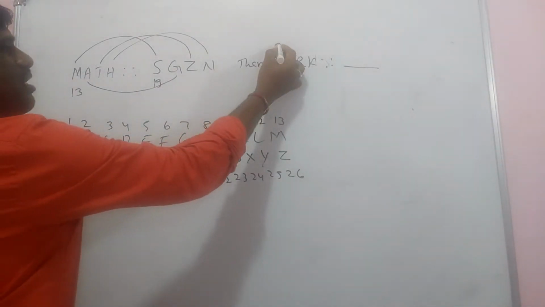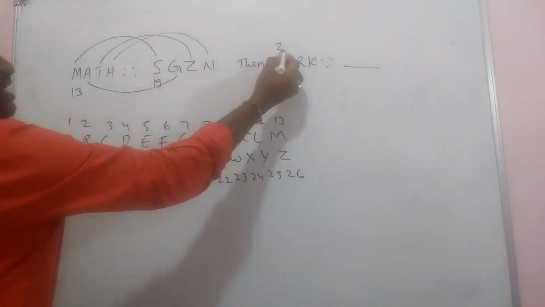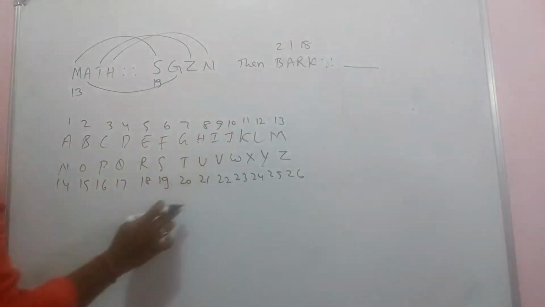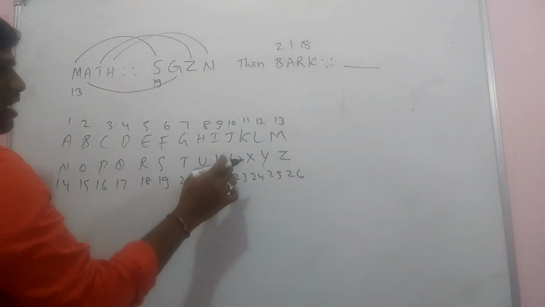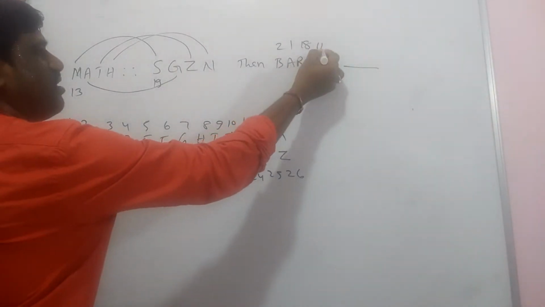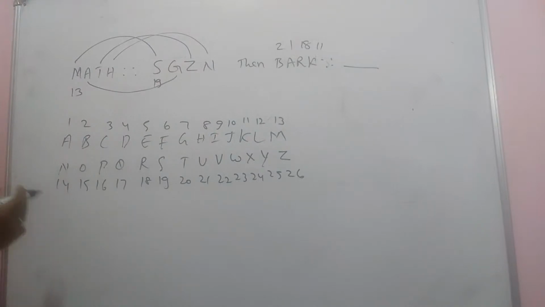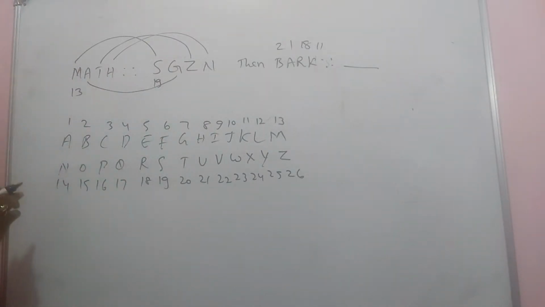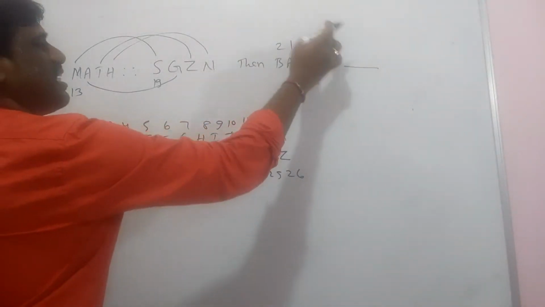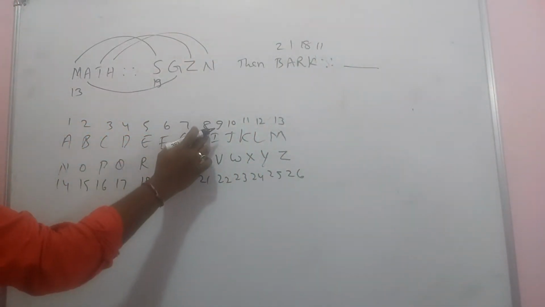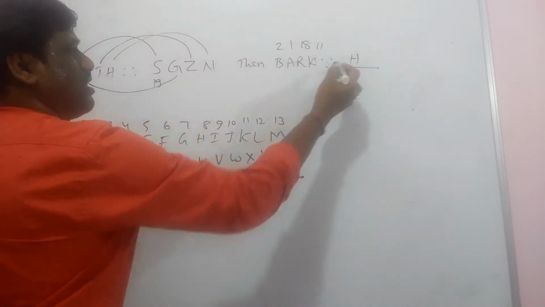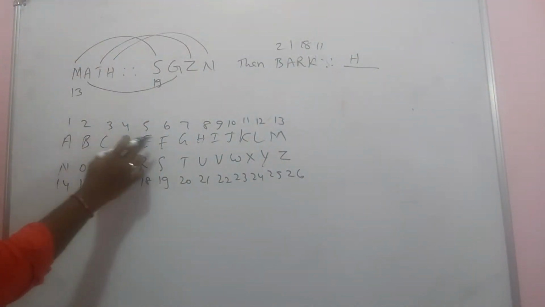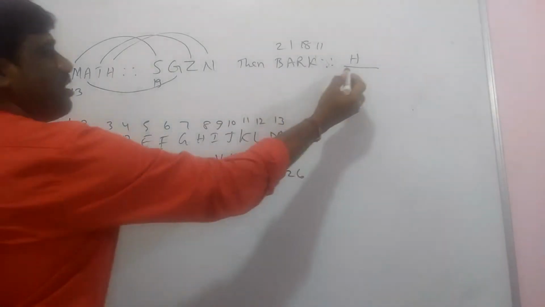So B is here 2. A is here 1. R is here 18. K is here 11. Then I have to add 6 for this because every gap is 6. 13 plus 6, 19 I am getting. So 2 plus 6, 8 I'll get. 8 number is what? H. A is 1, 1 plus 6, that is 7. Means I have to get G.